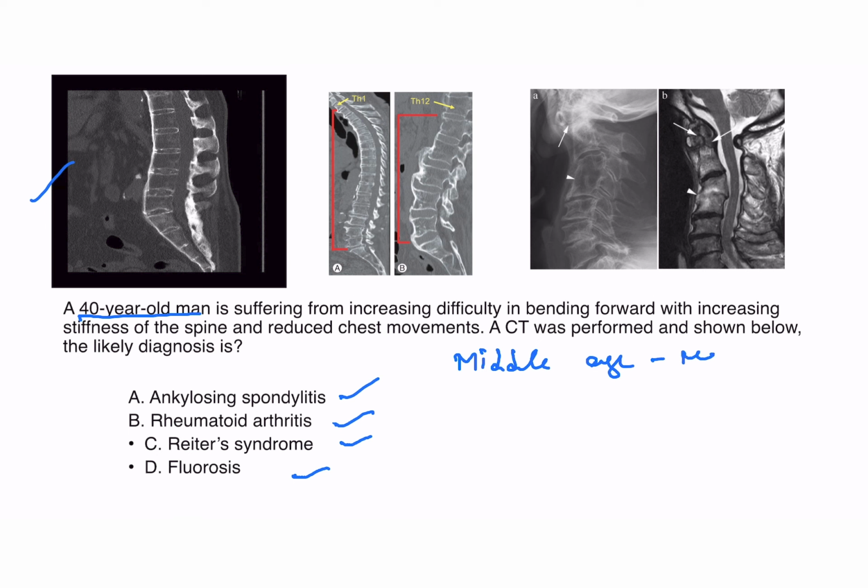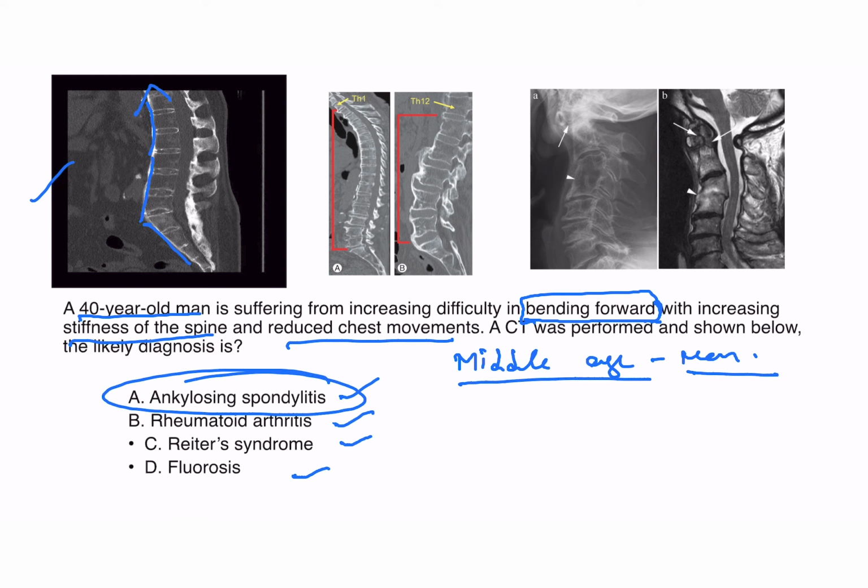Middle age and men. Usually rheumatoid is a female disease. Of course, it is a middle age disease as well, but rheumatoid is a female disease. And increasing difficulty in bending forward, which means the lumbar spine and the sacroiliac joint are affected, with this increasing stiffness of the spine. So again, they are telling more about the spine and reduced chest movement. So now everything says there is a sacroiliac involvement and a lumbar involvement and a chest involvement. So it is an ascending arthritis. Ascending arthritis in a middle-aged man, the answer is ankylosing spondylitis.